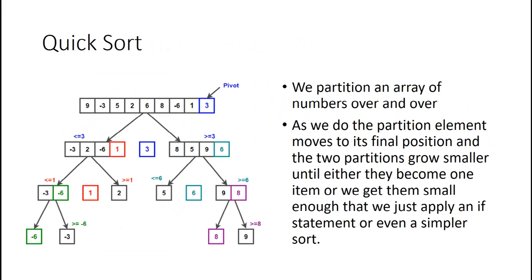A similar example is the quick sort. In the quick sort, we partition an array of numbers over and over. As we do, the partition element moves to its final position and the two partitions grow smaller until either they become one item, in which case they're sorted, or we get them small enough that we just apply an if statement, or possibly even a simpler sort to finish sorting that.